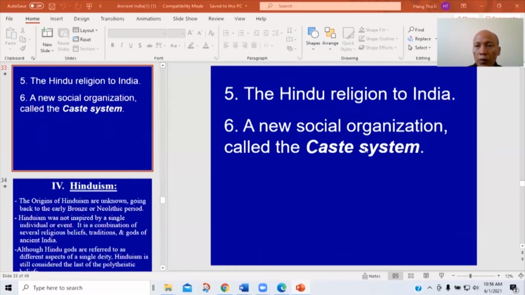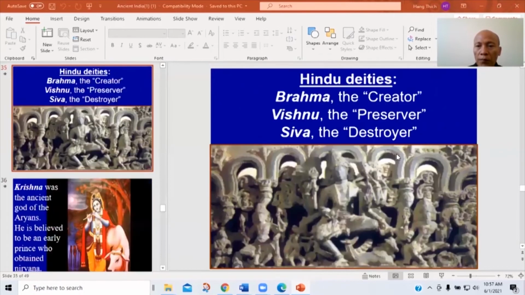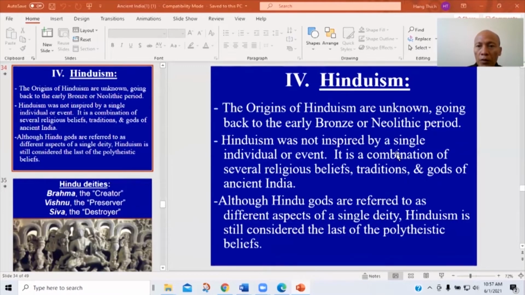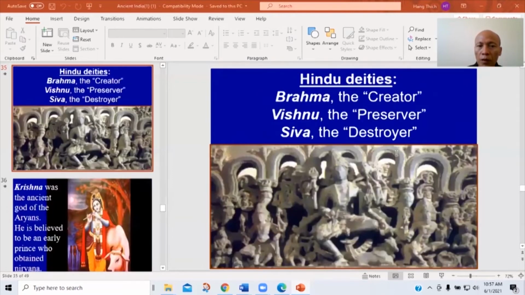So when the Aryans moved to India, they wanted to control the local people. That's why they drew the social hierarchies, what we call the caste system. So in the caste system, let me skip here.